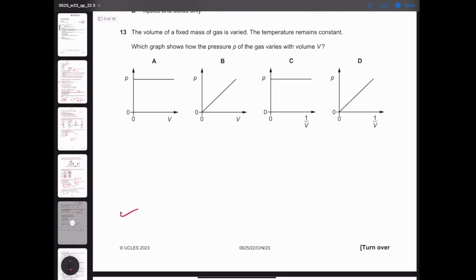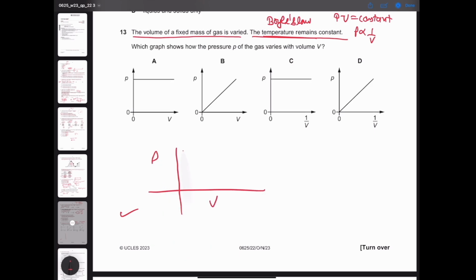The volume of a fixed mass of gas is varied. The temperature remains constant. From this, we get to know that they're talking about Boyle's law, which says that PV is equal to a constant and pressure is inversely proportional to volume. Now see, if the graph was for pressure and volume only, then it would have been like this, right? But this is pressure volume. This is incorrect. This is pressure volume. This is also incorrect. This is pressure with respect to 1 by volume.